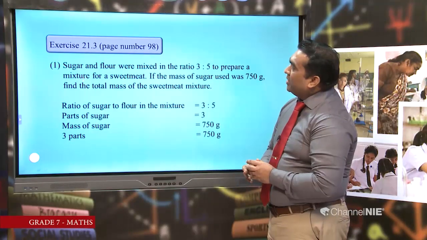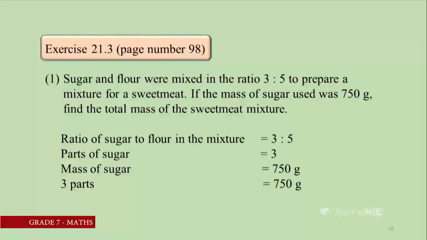Exercise 21.3, page number 98. Question number 1. Sugar and flour were mixed in the ratio 3 to 5 to prepare a mixture for a sweetmeat. If the mass of sugar used was 750 gram, find the total mass of the sweetmeat mixture. Right? Now, remember the concept. Find out the numerical relation.